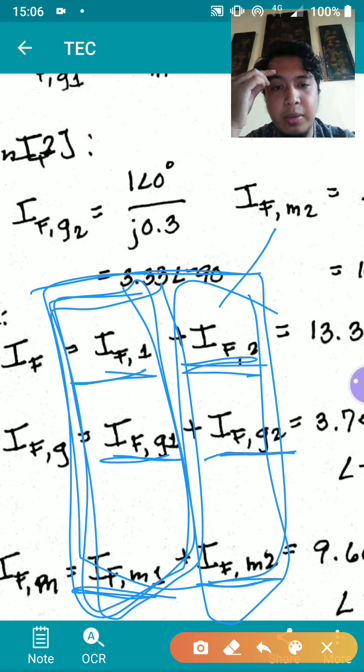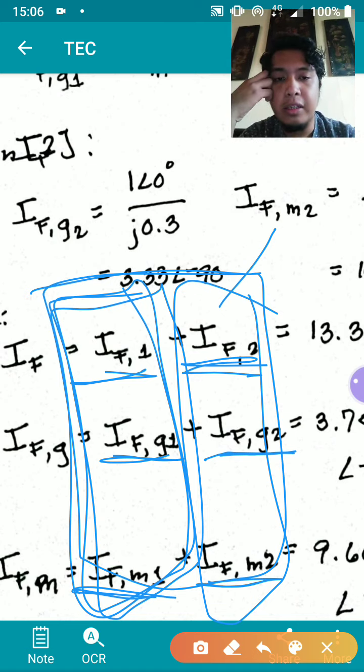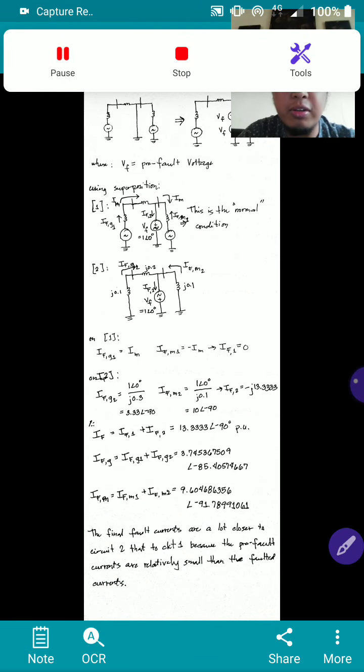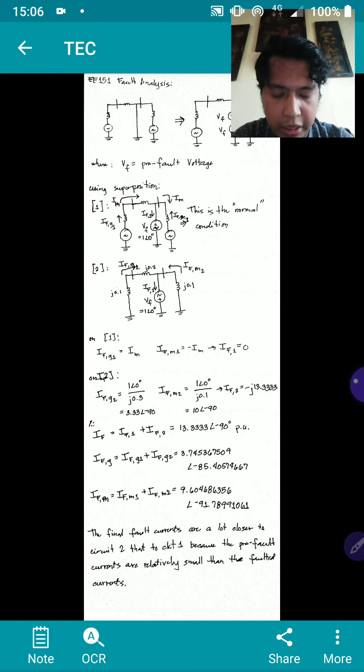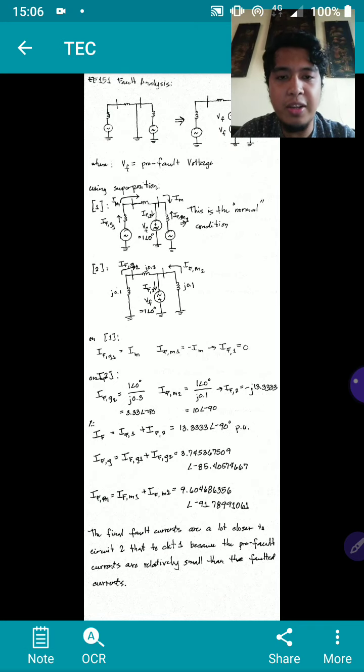Okay, so how do you get the pre-fault currents? You just use load flow because it's just your normal condition current. Okay, so that's it for the Thevenin. That's how you use Thevenin equivalent circuit on fault analysis. So you just get the TEC at the fault point. That's why it's very, very important that you know how to identify a fault point.